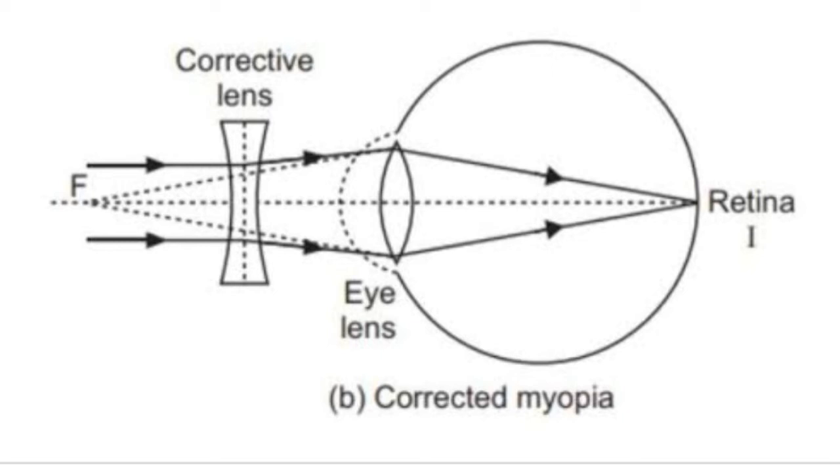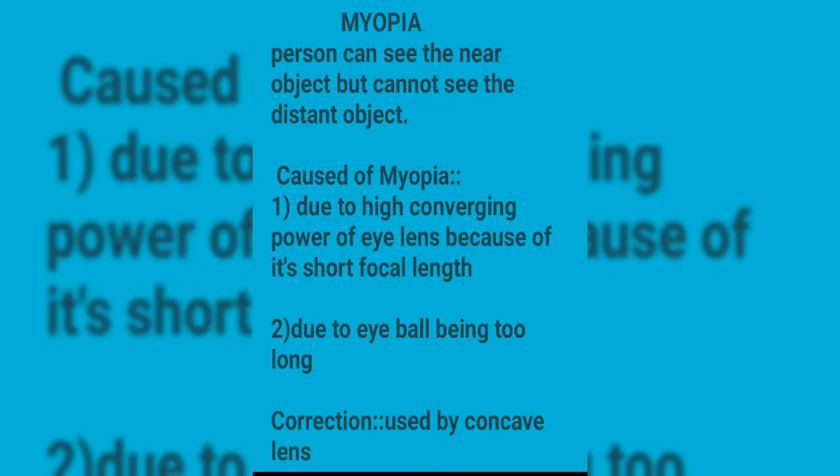Now, to remember in short, myopia: the person can see the near object but cannot see the distant object. Cause of myopia: number 1, high converging power of the eye lens because of its short focal length. Number 2, the eyeball being too long. Correction: use a concave lens.